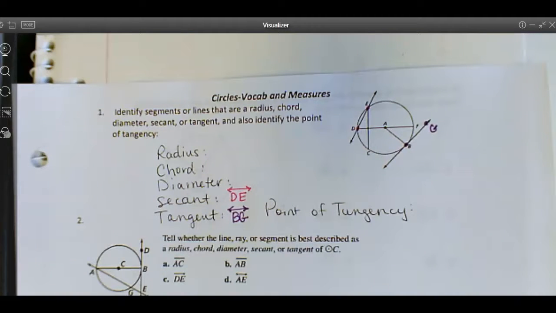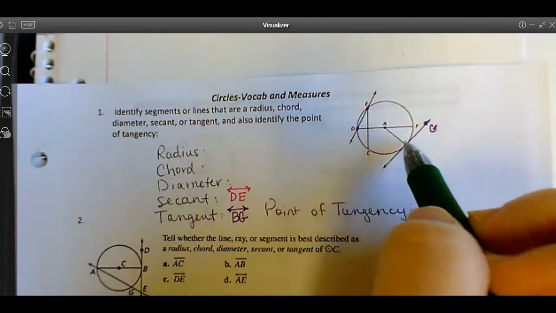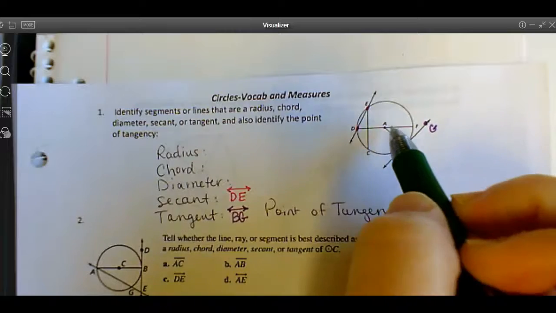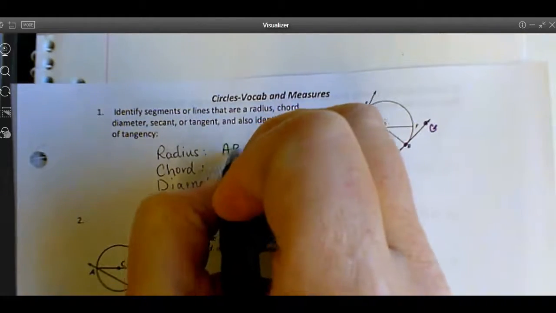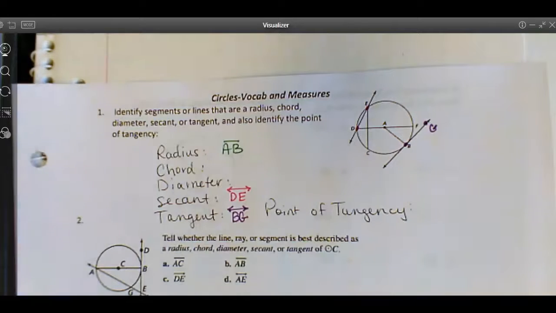Alright, the other 3, radius, chord, and diameter, they are segments. Okay? When you write a segment, you still write 2 letters, but you just write a segment above it instead of the arrows. Okay, radius goes from the center to a point on the circle. And there's only one I see in the picture. So the radius is going to be right here, because it's going from the center to some point. That's AB. And then you put a little line above it, but without the arrows, because that means segment.